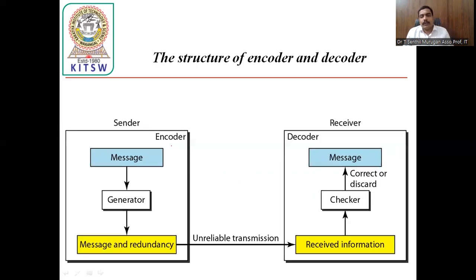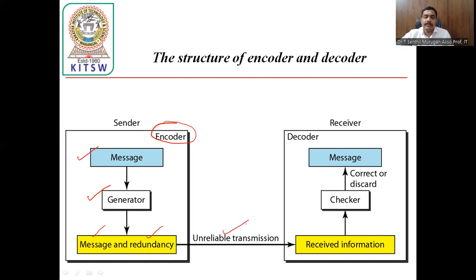The structure of encoder and decoder: how the message is transmitted on the encoder side. Okay, so this is the encoder side. The sender is encoding that message, the original message. The generator will add some extra bits to the message. What is the extra bit? That is considered the redundancy. Adding extra bits to the message is considered the encoder encoding the data.